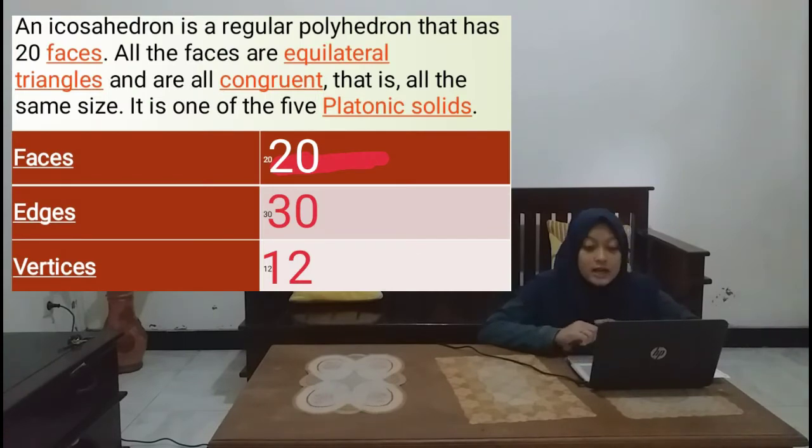An icosahedron is a regular polyhedron that has 20 faces. All the faces are equilateral triangles and are all congruent, that is, all the same size. It is one of the 5 Platonic solids. The faces are 20 equilateral triangles, the edges are 30, and the vertices are 12.